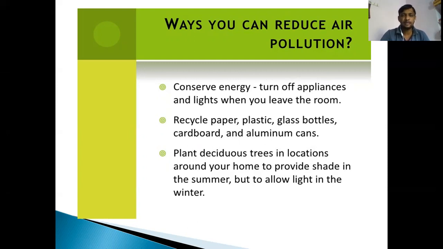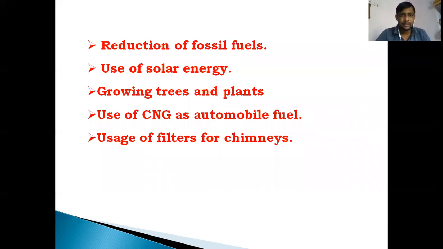And also we have to plant more trees. Then automatically the carbon dioxide level will become less and the oxygen level will increase. And the next is reduction of fossil fuels. That means the usage of oil fuels should be reduced. And if we use solar energy more, that is pollution-free energy. So we can reduce the energy use. And also next is growing trees and plants.